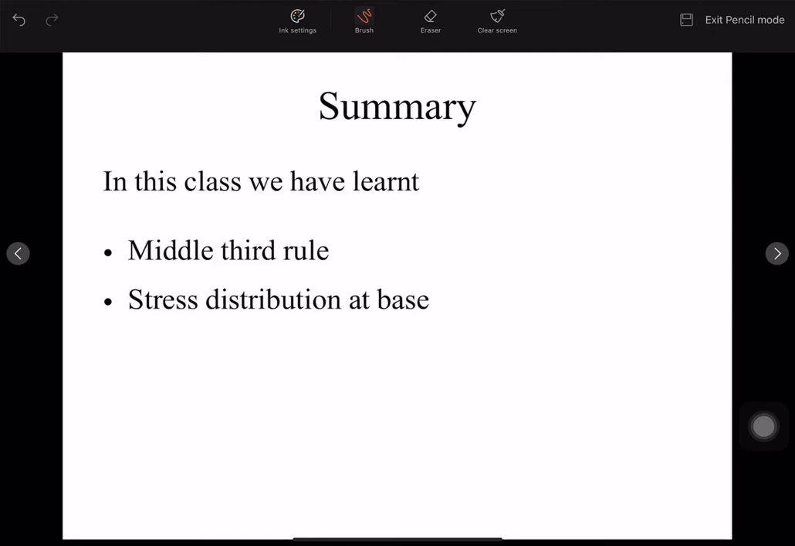So before concluding this tutorial, once we revise, I mean to say once we see the summary of this class. In this class we have learnt about the middle third rule and stress distribution at the base. Middle third rule is E should be less than or equal to B by 6, which results in no tension, right? That means there won't be any tensile stresses in the dam material at the heel. No tension at heel.